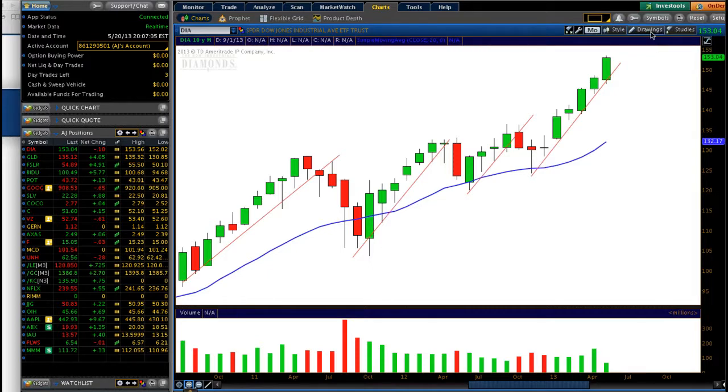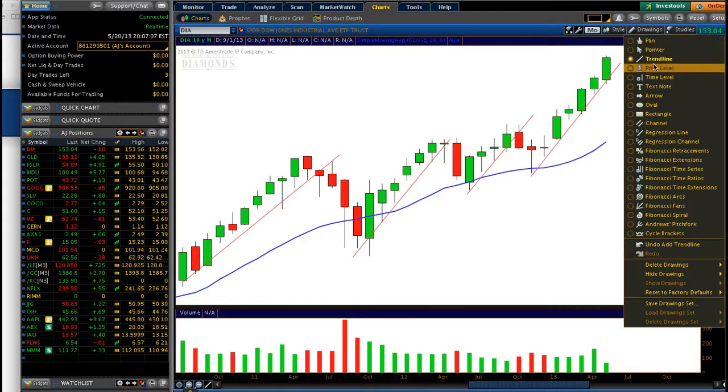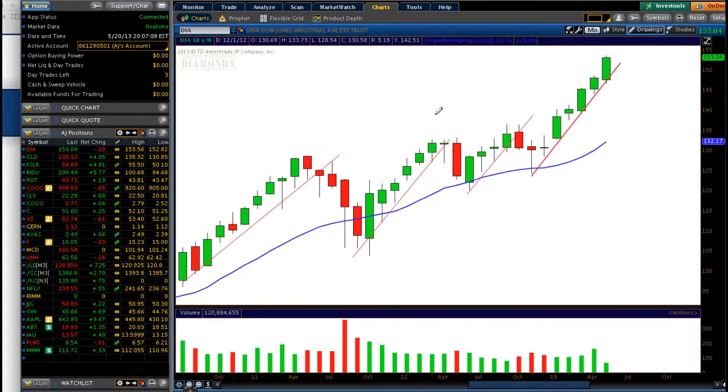Now, I don't want to dwell too long on this, but I think it's very important. Here we had a resistance area that was broken. This resistance area was established in September of 2012, and it wasn't until January of this year that we actually broke through that resistance area.